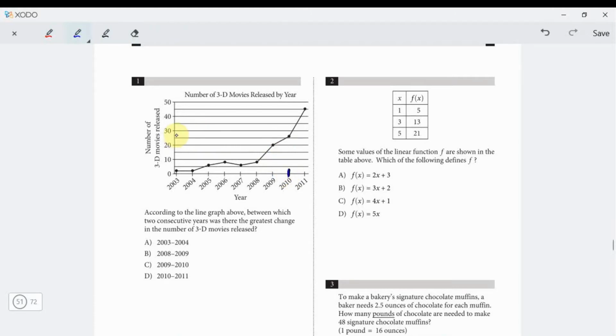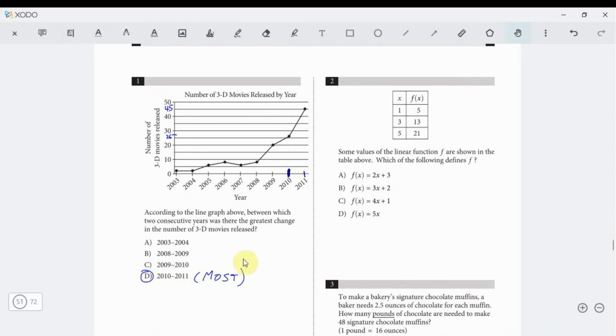The number of 3D movies released was something like 26. But then look how it shoots all the way to 45 up here, right? So we noticed that there was a lot of movies released between 2010 to 2011. That was the most, and so number 1 would be option D. That's all. Just looking at the line graph to see which one has the steepest gradient. Whichever one has the steepest gradient, that's the greatest change. Steepest means the highest gradient. Everyone's cool with number 1?